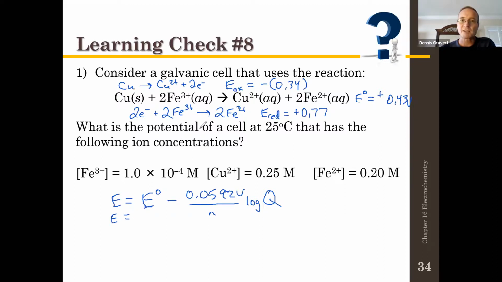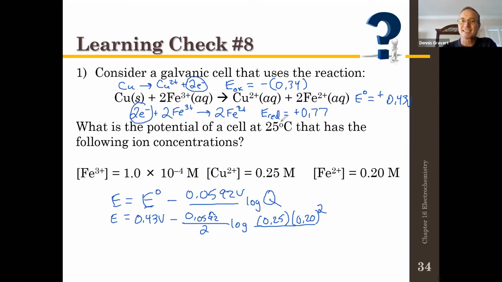So we're supposed to calculate the potential of the cell. If you had 1 molar, which you don't, it would have been 0.43 volts. How many electrons are moving? 2. Copper releases 2, and the irons grab 2. Log of Q. It's the products. Well, what are the products? The copper ion. Here's the copper ion concentration. It's 0.25. And the other product is the iron, at 0.20. And what do we do with that coefficient? Yeah, it becomes our exponent.